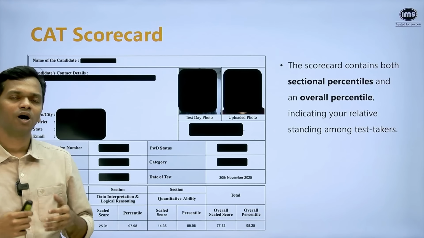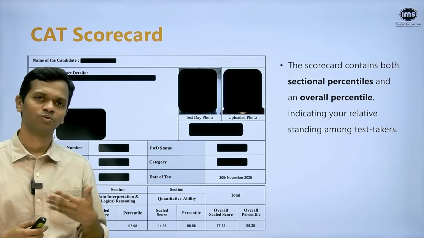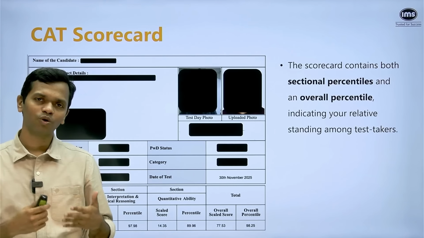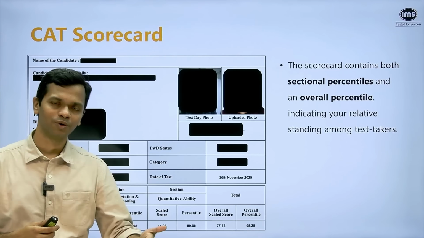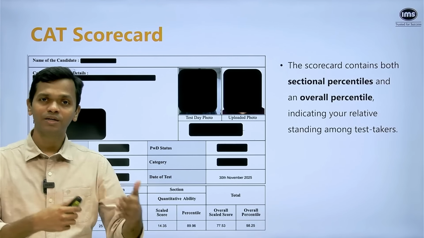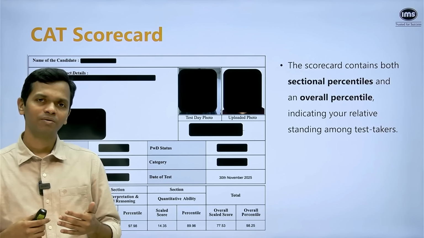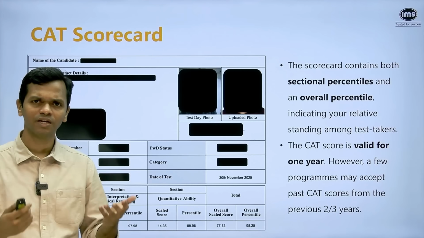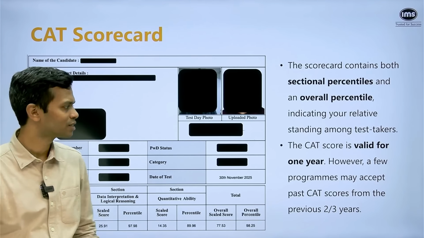Okay. Now, when you look at the CAT scorecard, as I mentioned, both sectional and overall percentile is given, which indicates how you have done relative to others. Some of the students may not know what percentile means. Percentile indicates what percentage of the population you are ahead of. So when I say I've scored a 90 percentile, it means that I have done better than 90% of the test taking population on that particular day in that particular test.